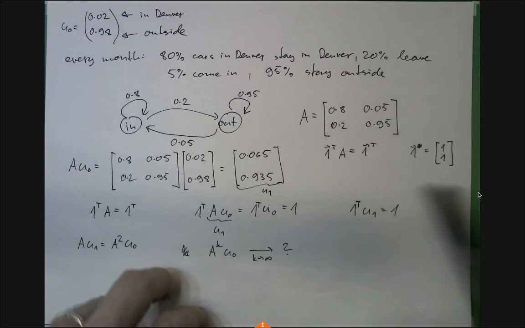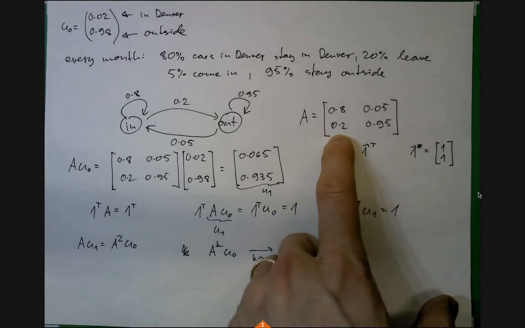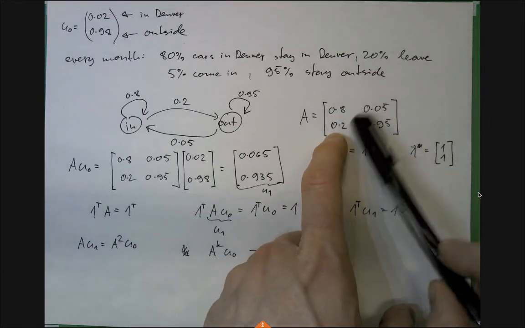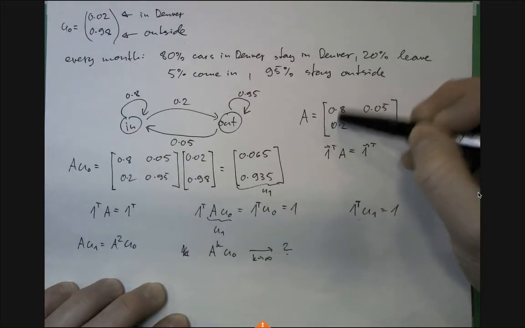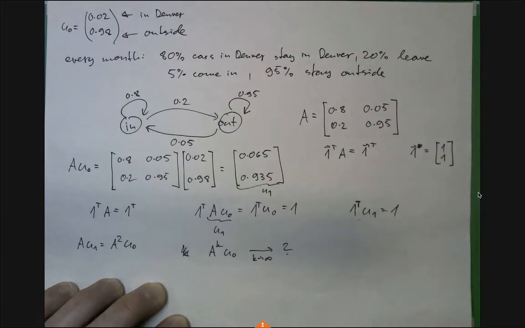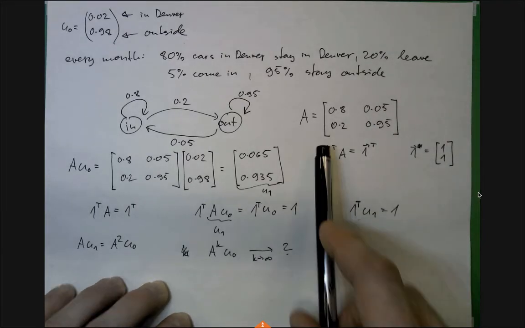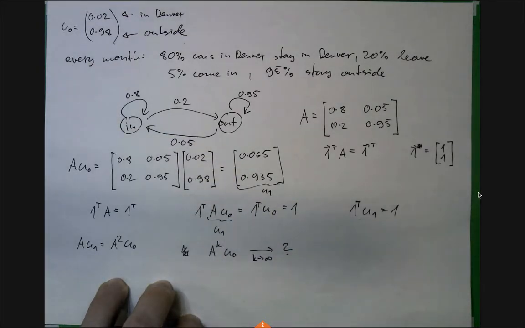So this is an example of a Markov matrix. A Markov matrix has the property that all the elements of the matrix are non-negative, and all the elements in every column sum to 1. So these two sum to 1, and these two sum to 1 too. That's because we are accounting for all cars. No car disappears, no car gets destroyed in this model anyway.